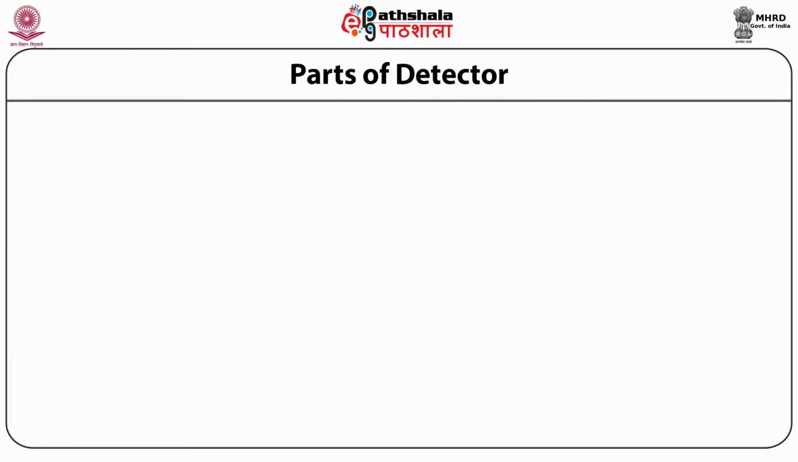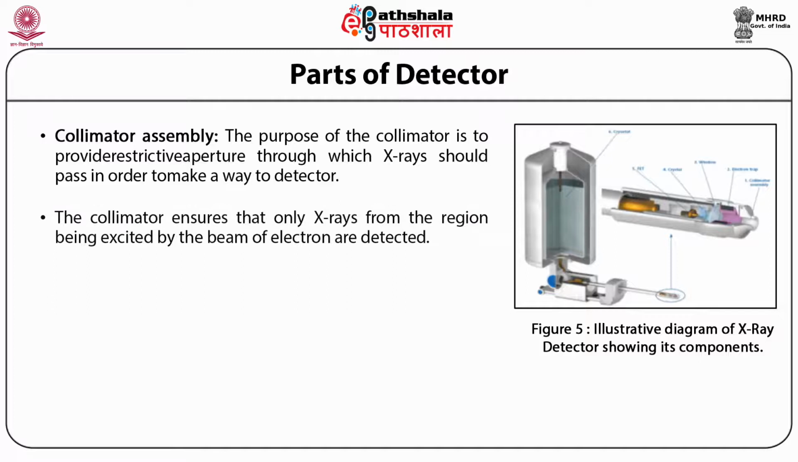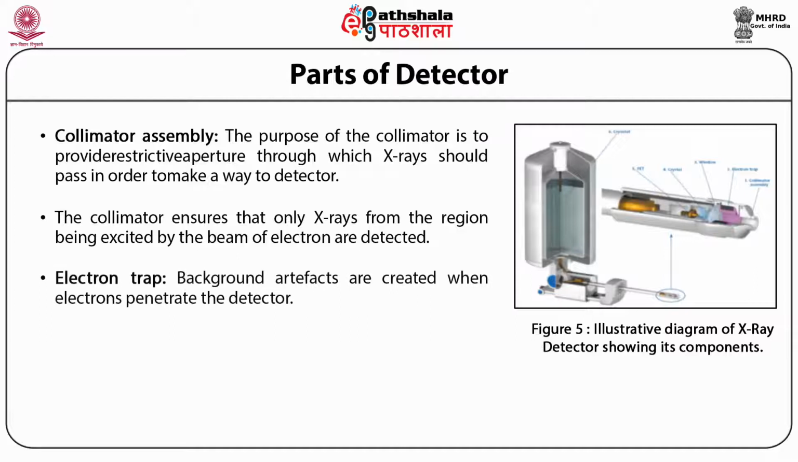Let us study the parts of the detector. The first one is the collimator assembly. The purpose of the collimator is to provide a restrictive aperture through which X-rays should pass in order to make their way to the detector. The collimator ensures that only X-rays from the region being excited by the beam of electrons are detected. The next one is the electron trap.